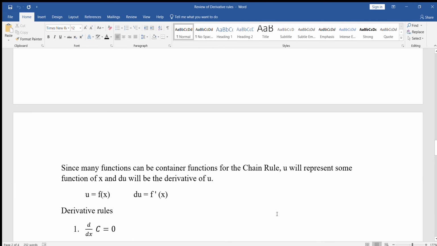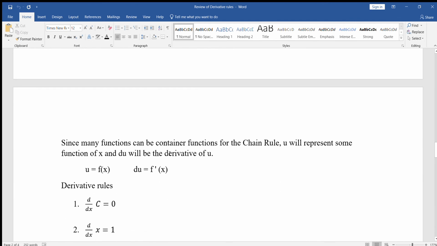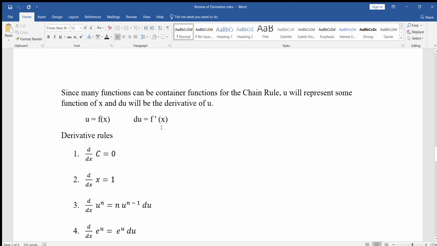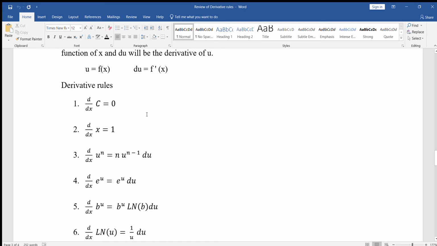Since the chain rule is used a lot in conjunction with all those other functions, I have rewritten all those derivative rules, but I've also written them where u represents some algebraic expression, some function with x as a variable, and du represents the derivative of u. So rewriting all those formulas from before, the derivative of a constant is still 0, the derivative of x is 1, and the derivative of u to the n exponent.